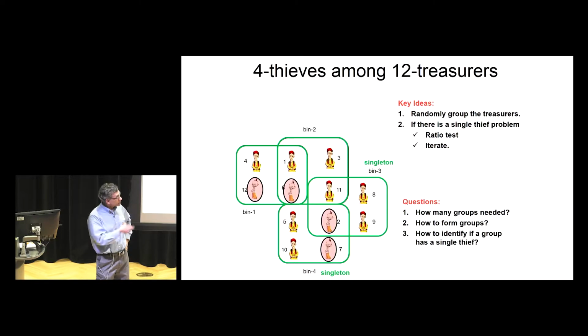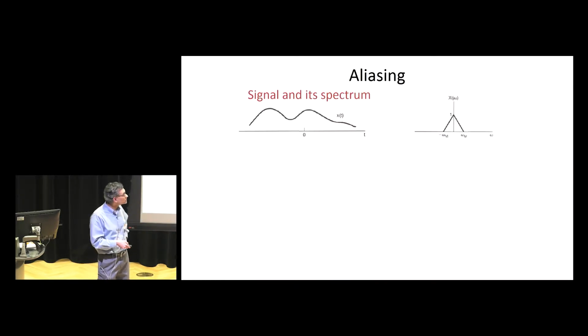So key questions are, how many groups do you need? How do you form these groups? And how do you identify if a group has a single thief? Okay? So these are the key questions.